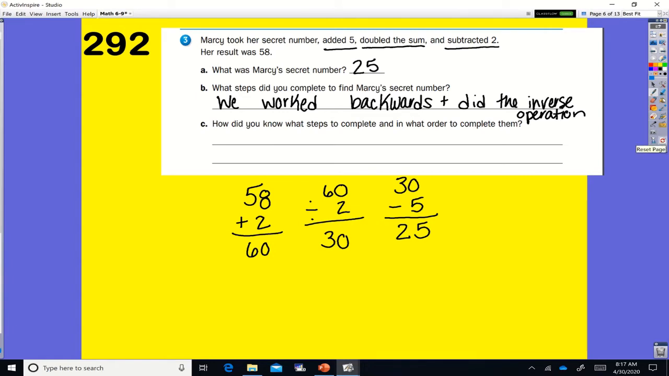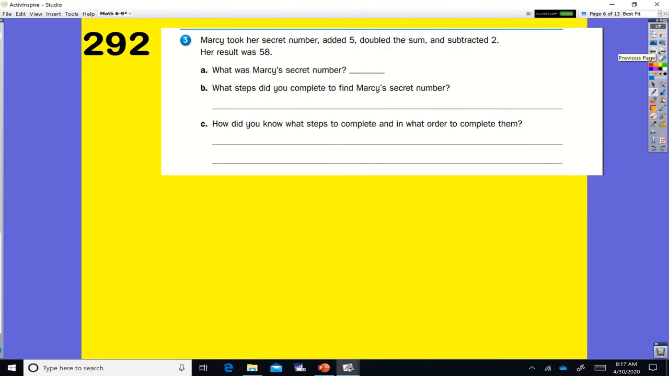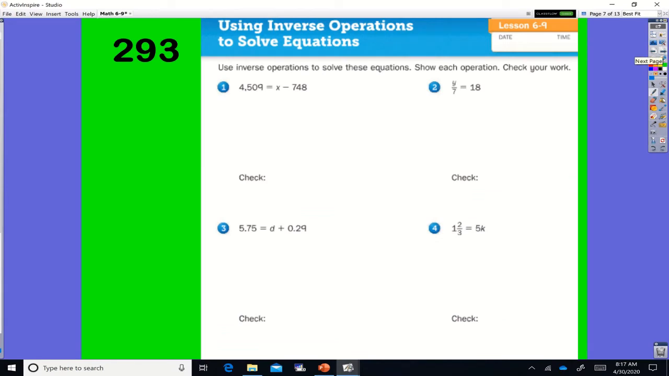Okay? Now, we are going to do some problems. We are going to be doing the inverse operation. So if you turn to page 293, we're going to be solving these problems. So looking here, I have 4,509 equals x minus 748. Looking at your notes there that we had at the beginning, I just want us to get in the habit of using those as we're doing algebraic expressions. I know we're starting out little, but as we get into multi-step, it's going to get more complicated.